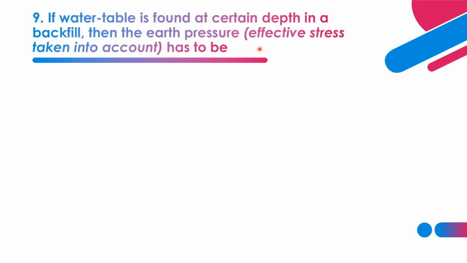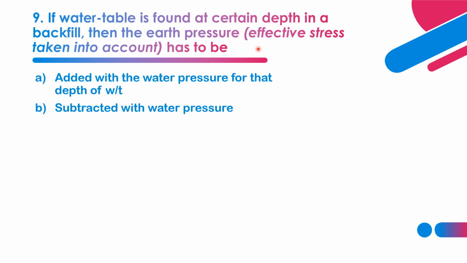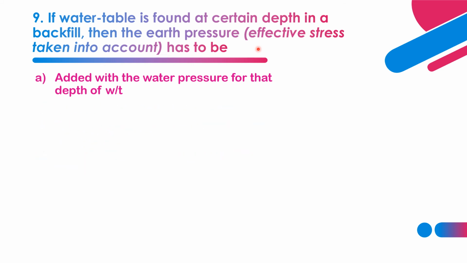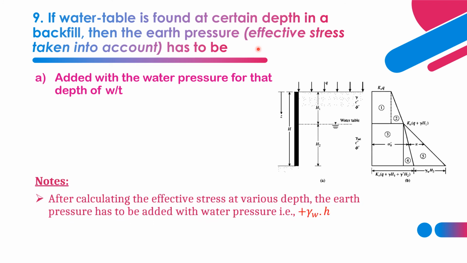If water table is found at certain depth in a backfill, then the earth pressure has to be... Here they have mentioned the earth pressure is calculated with the effective stress, that is sigma bar, that is K into sigma bar is the earth pressure that is already found. And after finding that value, what has to be done in case of water table is present, that is asked. So here option A is correct. We have to add that water pressure for that certain depth or the depth of water which is occurring.